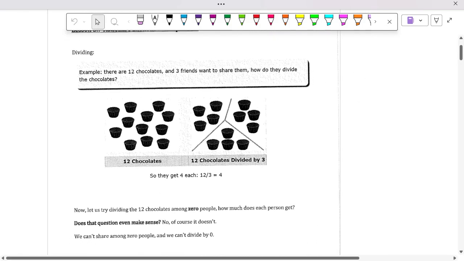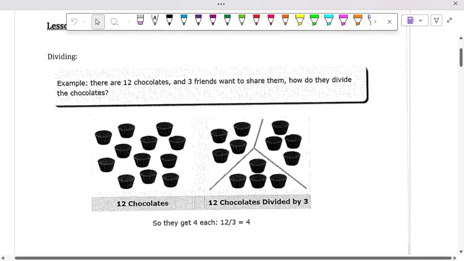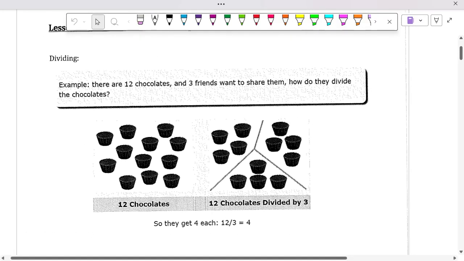So before we actually get into that, let's talk about something real quick. Rational functions are all about dividing by something. Usually we're dividing by x or x squared or something like that. So let's talk about some basic division first. If there are 12 chocolates and 3 friends want to share them, how do they divide the chocolates? This is like a 3rd grade problem. You obviously do 12 divided by 3, get 4.